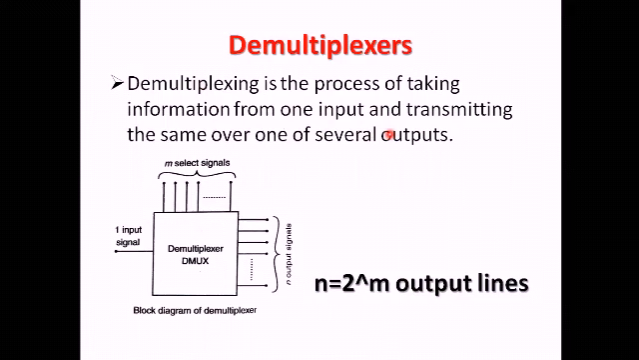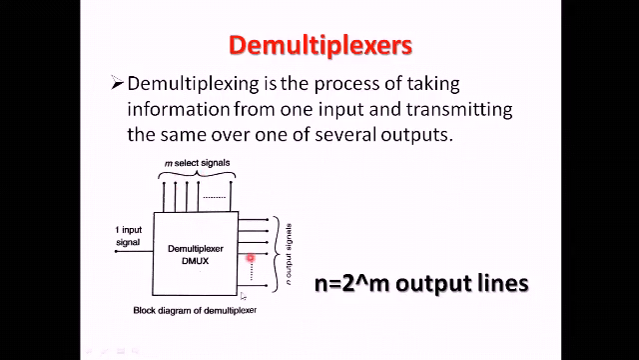So a demultiplexer is a logic circuit that receives information on a single input line, this is the input line, and transmits the same information over one of the several output lines. The output lines are 2 to the power m, where m is the number of select lines. And a demultiplexer is always 1:something. That is, there will always be one input signal and multiple output signals, where the input will be selected at the output depending on the select lines.